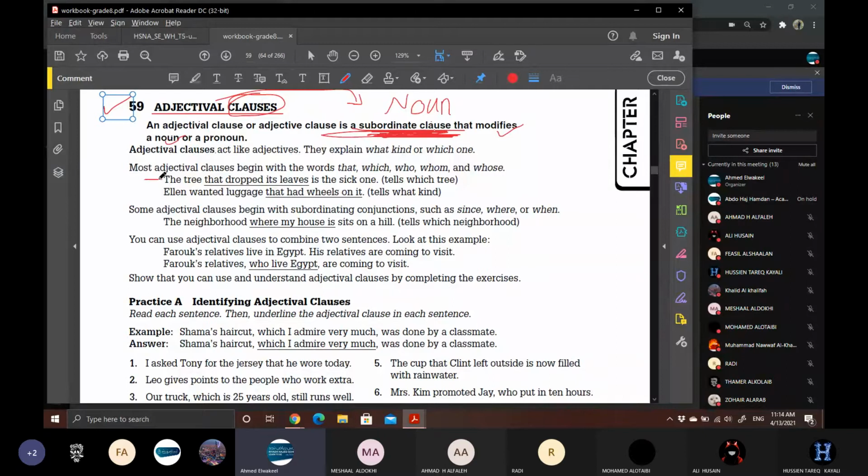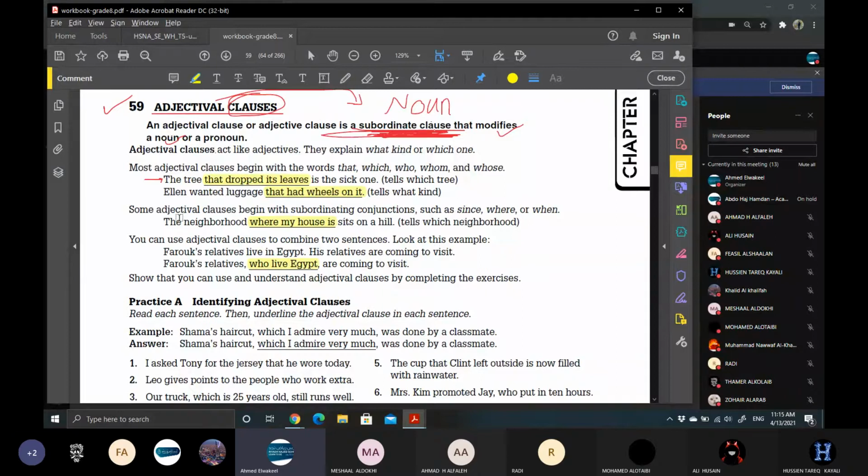For example, you have here: the tree that dropped its leaves is the sick one. Of course, the main clause is the tree is the sick one. But here we got all of that clause, that dropped its leaves, in order just to describe the tree. Or that had wheels on it, where my house is, who live in Egypt. All of these describe the noun before them.